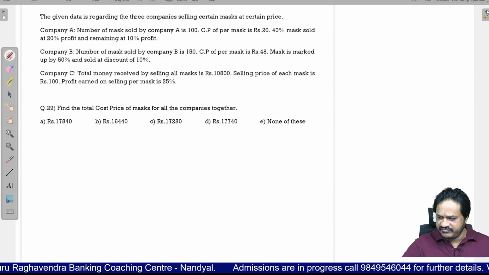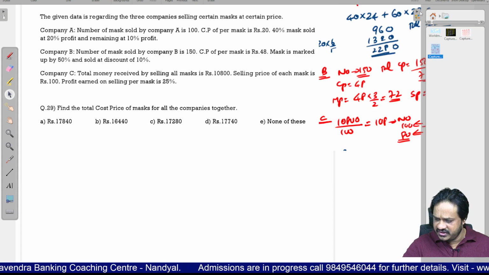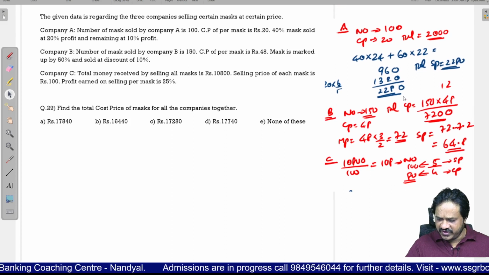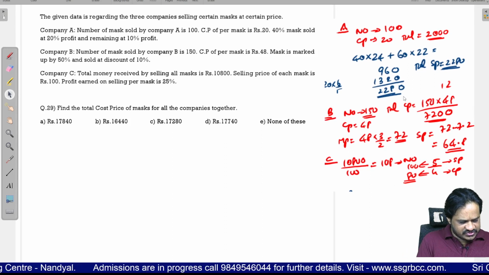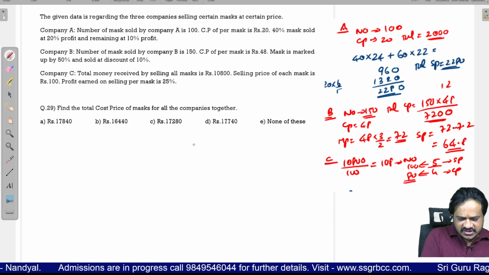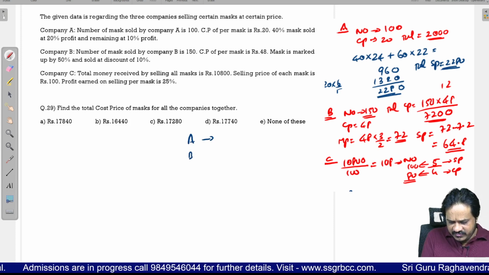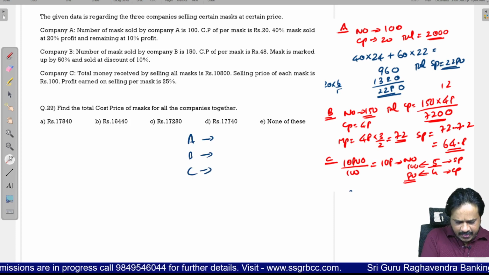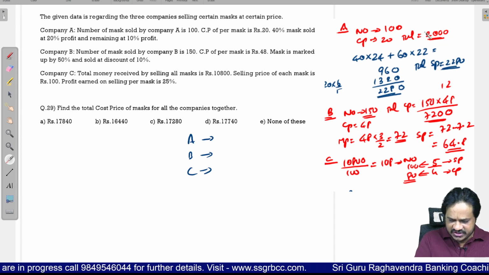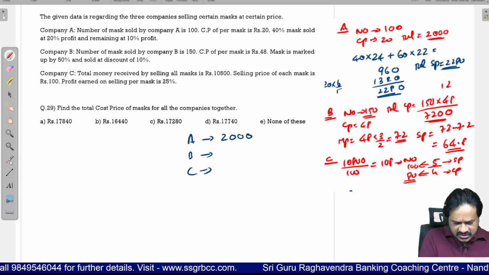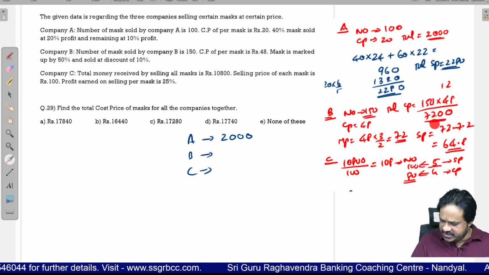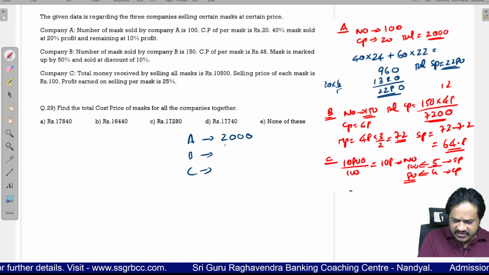Next question. Find the cost price of the mask of all companies together. So, you have to find the cost price of A, B and C. A cost price is 2000. B cost price, what is B cost price? 7200.